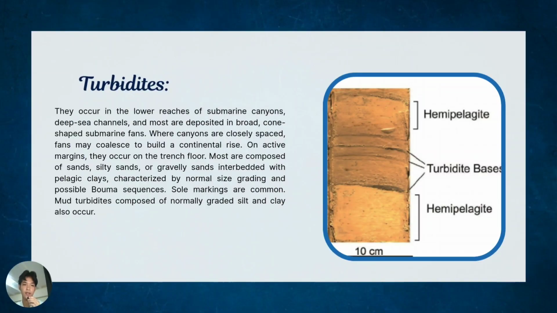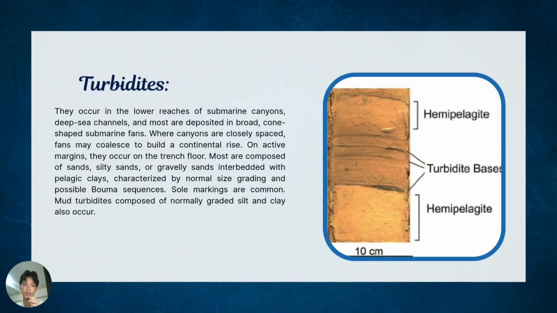Next is turbidites. They occur in the lower reaches of submarine canyons and deep sea channels, and most are deposited in broad, cone-shaped submarine fans, where canyons are closely spaced, fans merge to build a continental rise. On active margins, they occur on the trench floor.